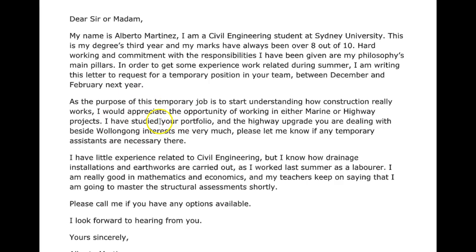I liked this paragraph. Well, no, actually, I already told you that I didn't like the order of your sentences here. Okay, what you wrote was fine, but the order was wrong, but we already dealt with that. This paragraph was fine, except I wasn't really crazy about some of the vocabulary you used. It felt a little lower level, so I wanted to improve the level of vocabulary a little bit. So rather than saying I know how drainage and installations are carried out, you could have said I am familiar with how drainage installations and earthworks are carried out.